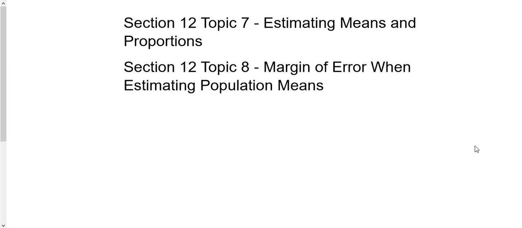So first, we're going to be talking about topic 7, estimating means and proportions, and topic 8, margin of error when making those estimations about population means. They're very, very similar, but they're a little bit different, and I'll explain as we go through.